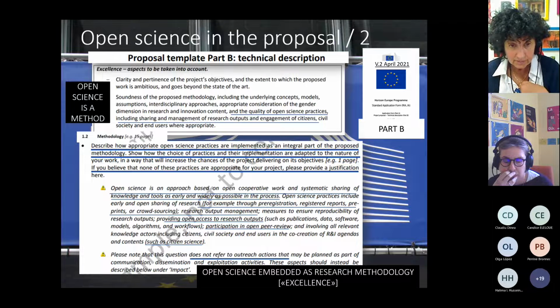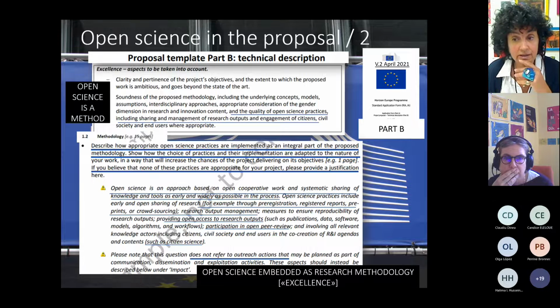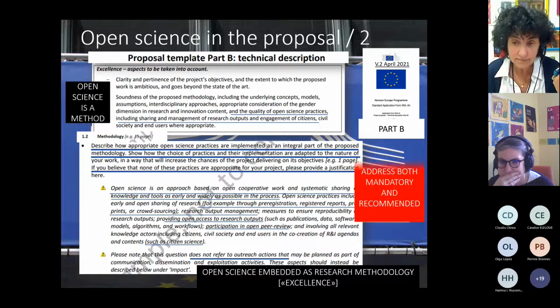In the proposal, if you believe that none of these practices are appropriate for your project, please provide a justification, okay? And you have 1 page. In this page, you have to put mandatory practices, recommended practices, provide a justification if you want to keep them closed, okay? And that's 1 page.